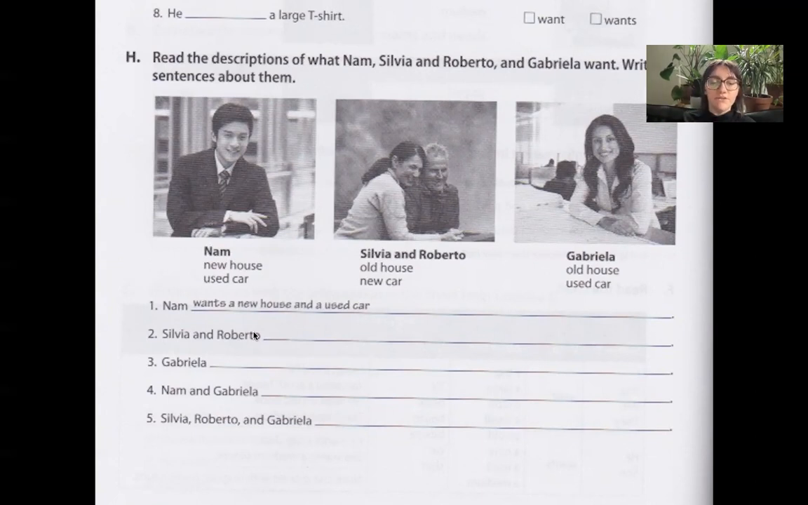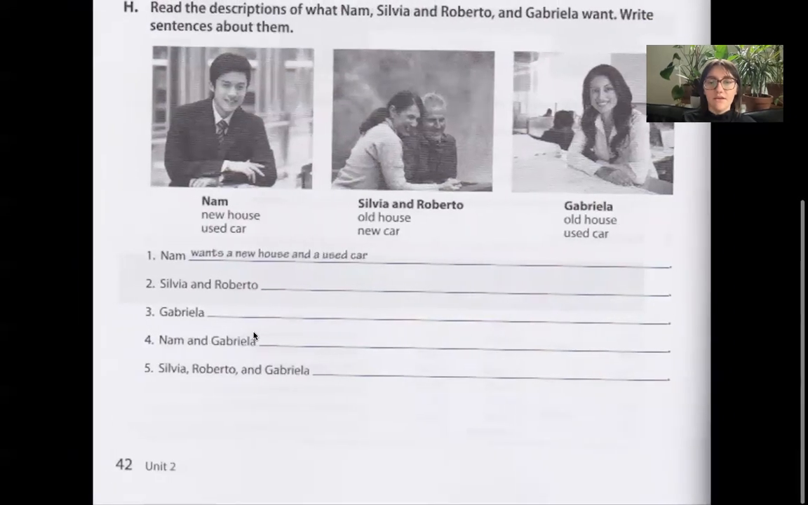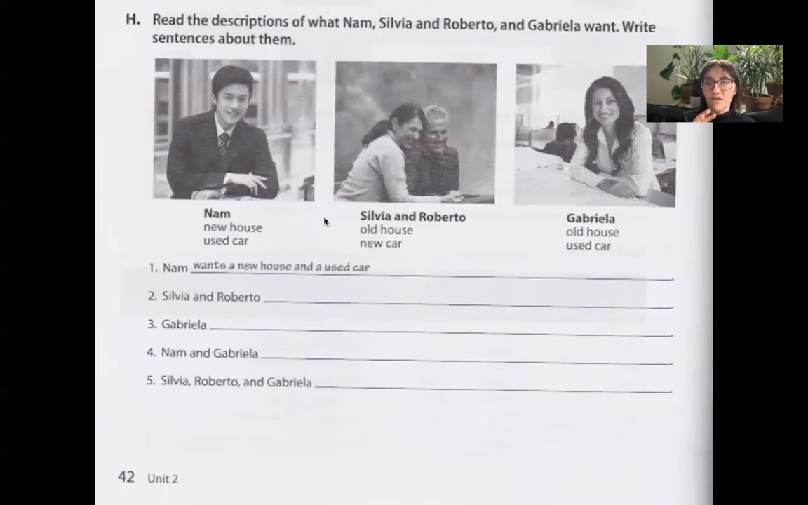And it says Sylvia, Roberto, and Gabriella want, now they all don't have the same thing in common, but we could just say a house. Sylvia, Roberto, and Gabriella want a house. They want a house, right? So, and I think that's it for today for our lesson.